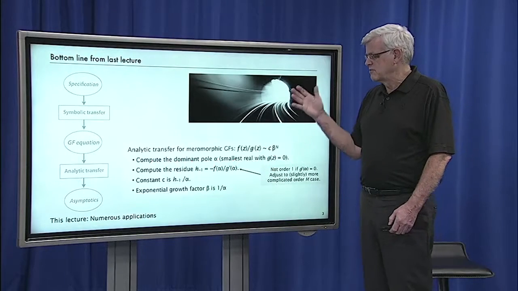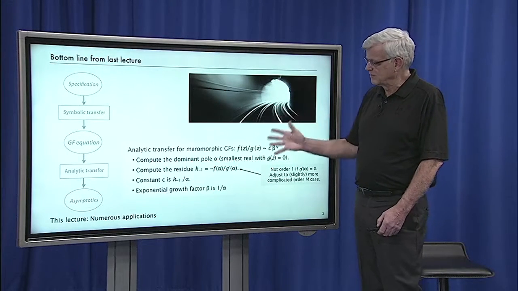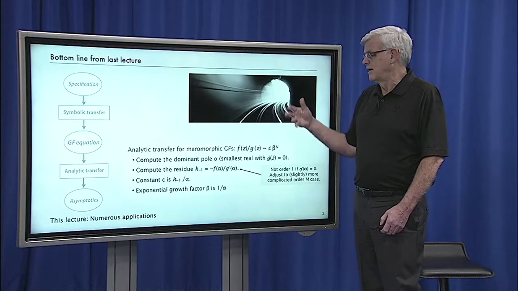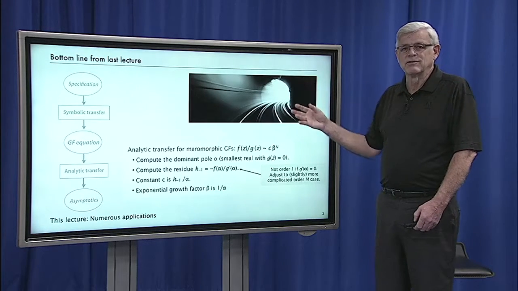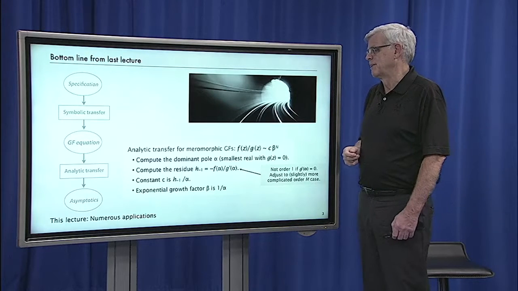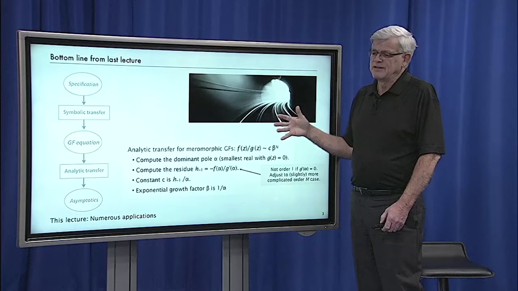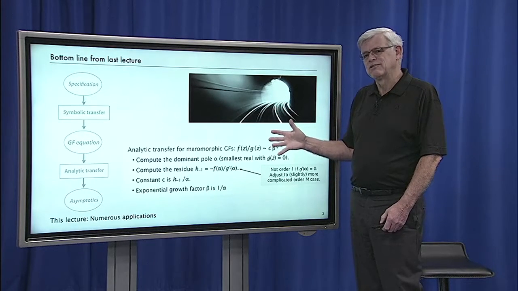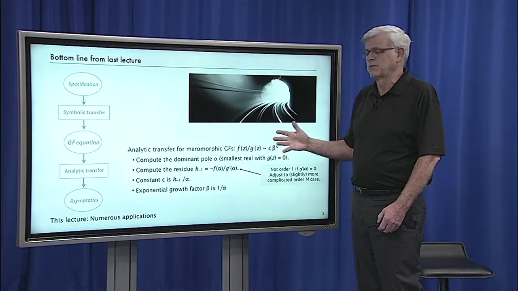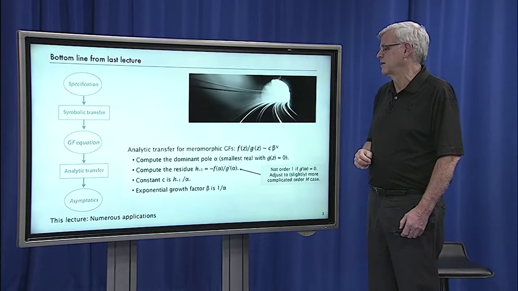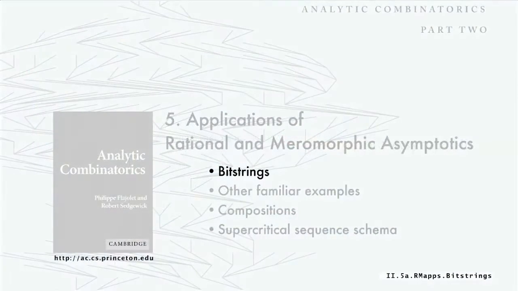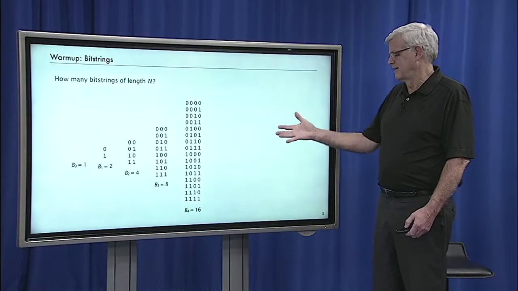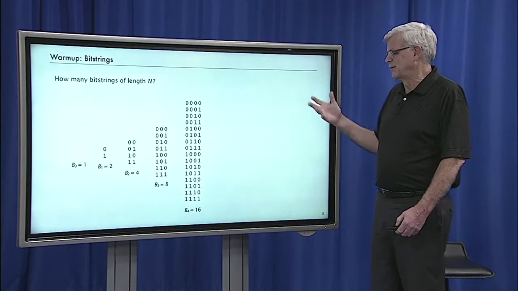So we're going to look at numerous applications of this simple procedure, and we don't need to look back at the residues and so forth where it came from. Although, as we'll see, it's sometimes interesting to really look at what the poles look like, and we'll talk about that somewhat. So let's start with the easiest example, bit strings. And this is just to warm up and get the format.